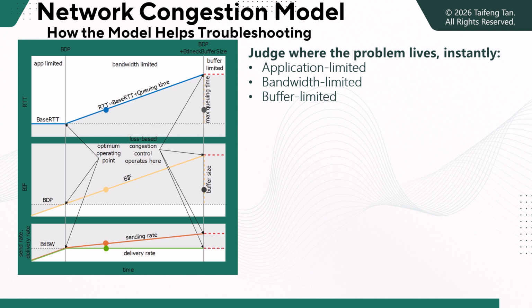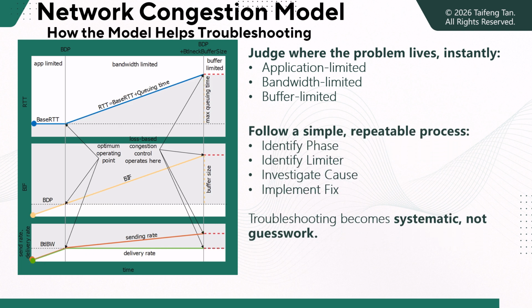Yes, each scenario, when examined closely, can have multiple root causes, which we'll explore later in this course. But from a transmission state perspective, there are only these three. With this model, you can instantly judge. Application limited? It's not a network bandwidth issue. Go check what's restricting the send rate. Bandwidth limited? Check if the link is saturated. Buffer limited? Not only is delivery rate capped, but loss is inevitable. Now we need to see how the congestion control algorithm reacts. The model simply tells you where the problem lives.